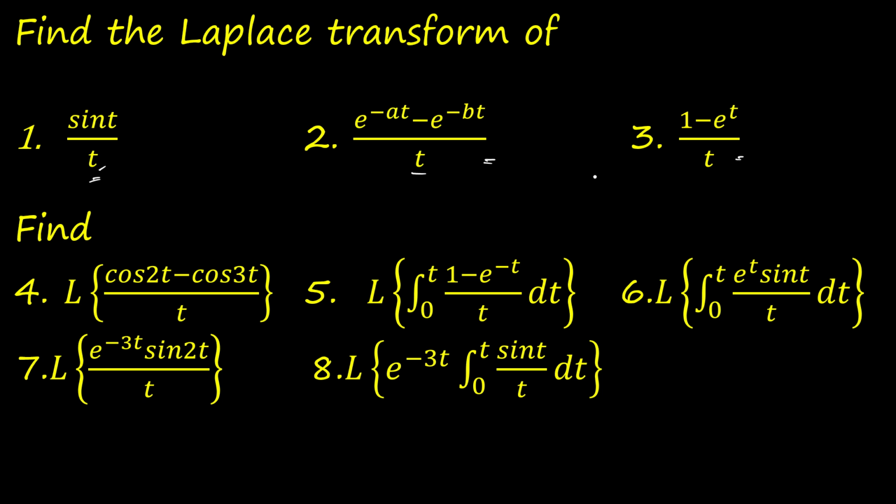Okay, now here sin t by t, f of t by t, division by t, here also the denominator has t. Now coming to the fifth question here, integral 0 to t means the Laplace transform of an integral is involved, and division by t is involved.